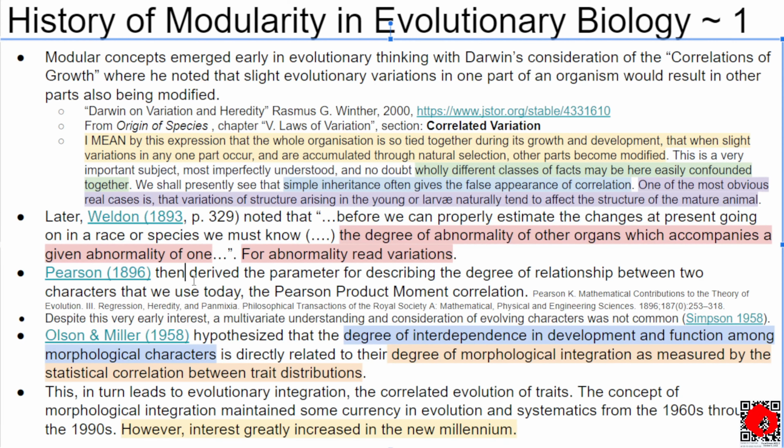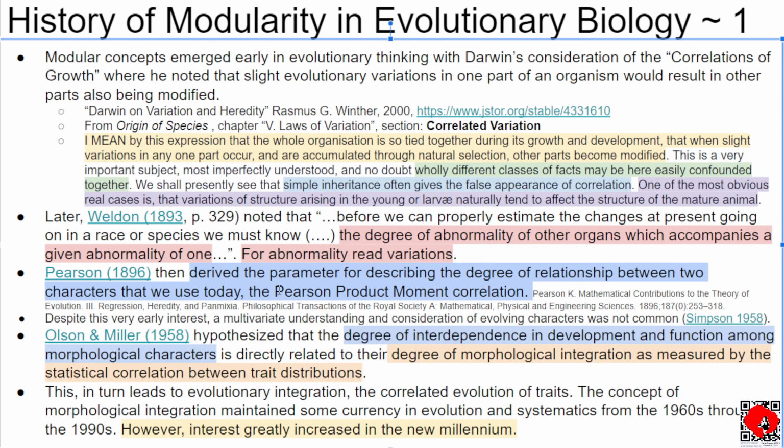Pearson, 1896, then derived the parameter for describing the degree of relationship between two characters that we use today, the Pearson product moment correlation. And then here's the citation. It's a fun title. Mathematical Contributions to the Theory of Evolution. 3. Regression, Heredity, and Panmixia. There was some work by Olson and Miller on the slide here. And then this was quite an interesting note by the authors.